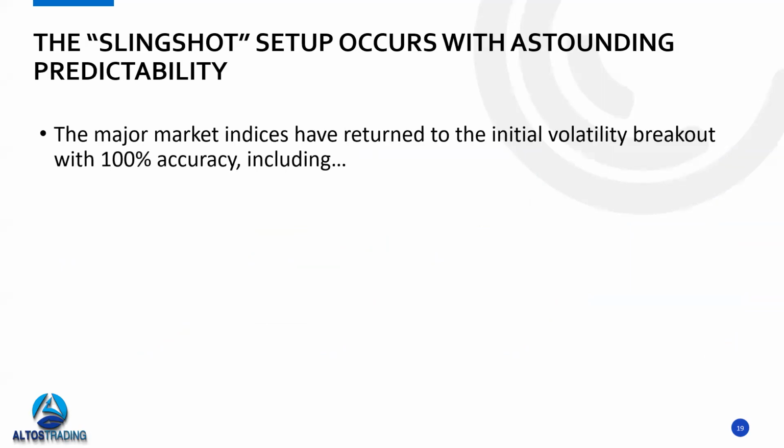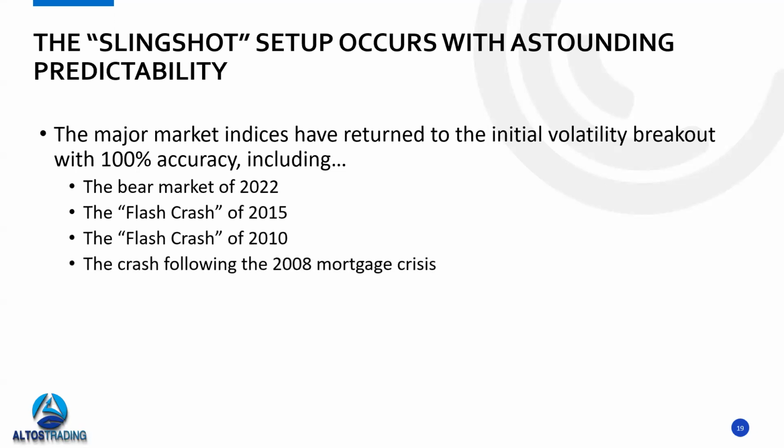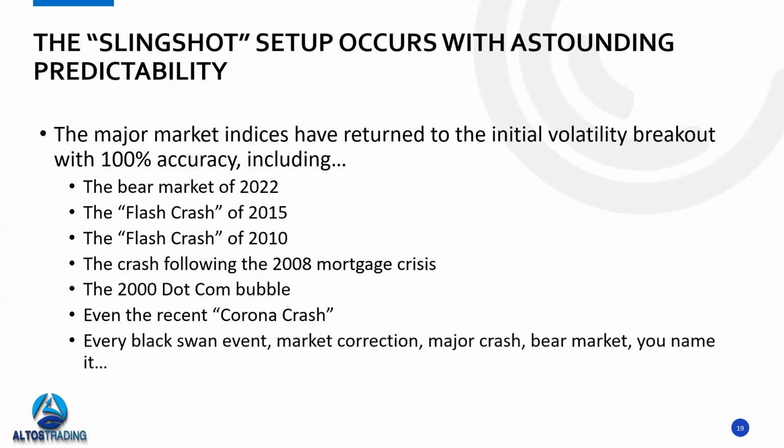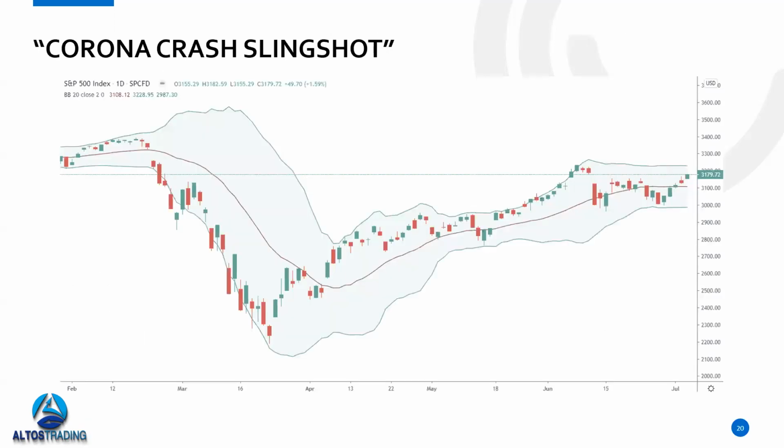As I mentioned, the major market indices have returned to the initial volatility breakout with 100% accuracy, going all the way back to the dawn of the stock market. So if we look at the bear market of 2022, the flash crash of 2015, the flash crash of 2010, the major crash back in 2008 in the mortgage crisis, where markets lost over half their value in the second half of the year, on and on, right? 2000 dot-com bubble, Corona crash, every black swan event, market correction, major crash, bear market, you name it. This is what this is built around. And so now we're going to get into the nitty gritty. We're going to get into the juicy details of how to identify these scenarios.